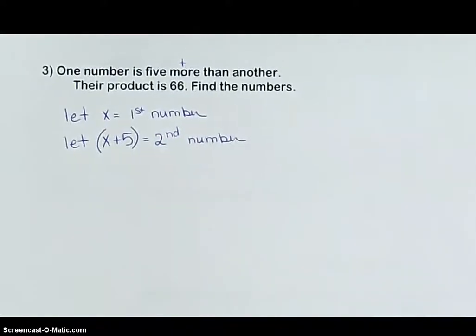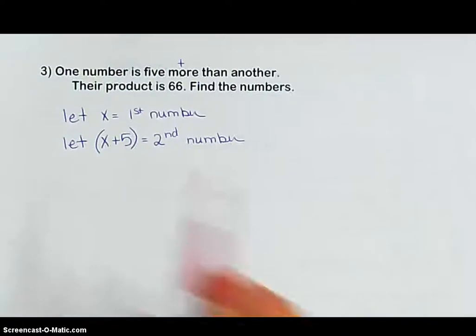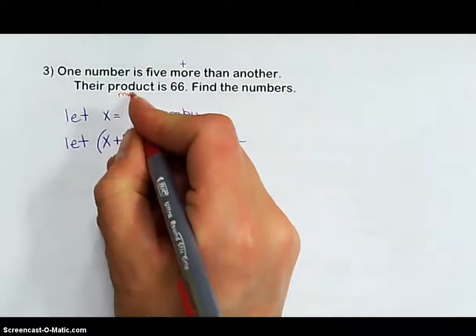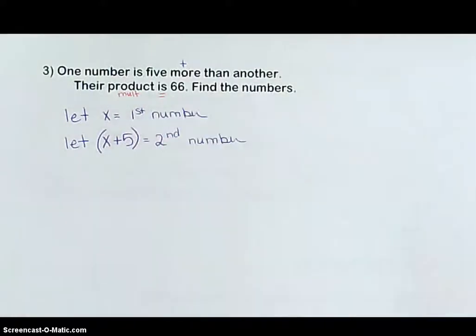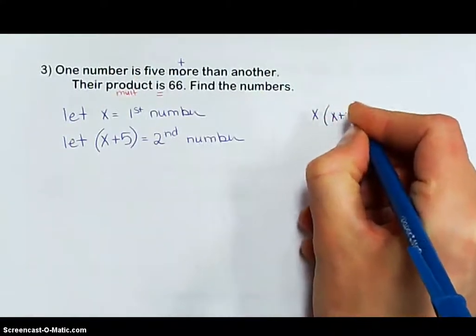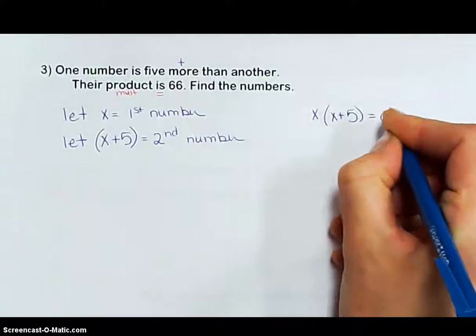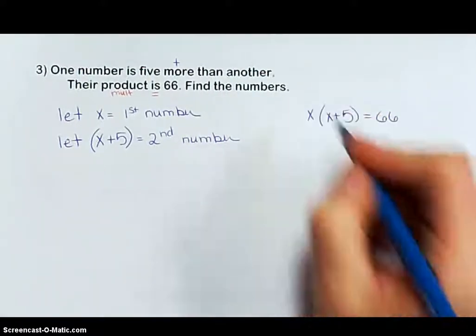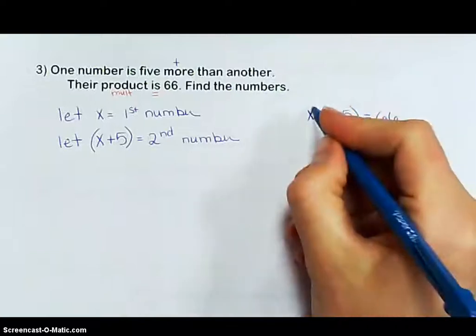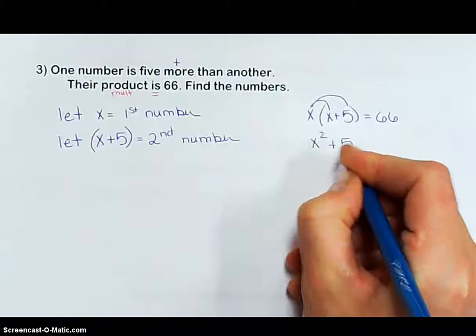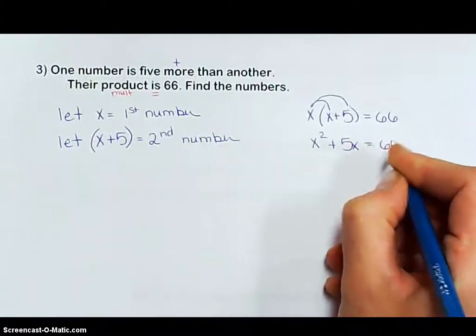So now let's read the question to see if we can find a key word. Their product is 66. So product means we're going to multiply. The word is means equals. So I think we can go ahead and set it up now. So the product, we're going to multiply x times x plus 5, and it is 66. So now we can go ahead and solve. So the first thing we have to do is get rid of the parentheses, so I'm going to distribute. X squared plus 5x equals 66.